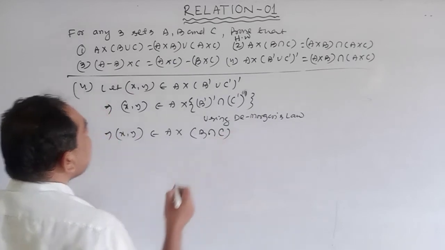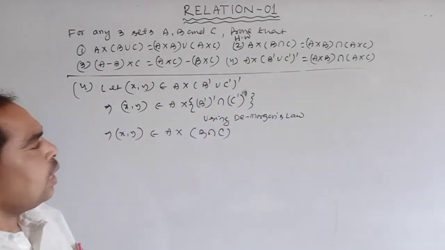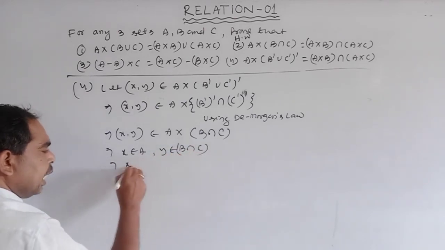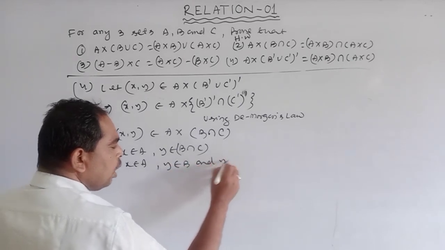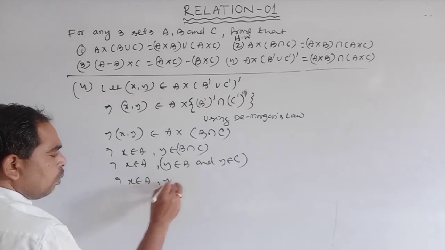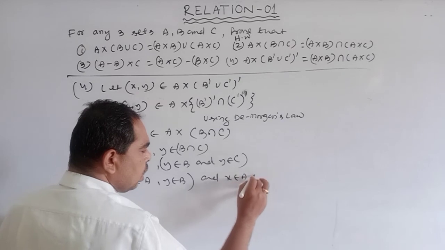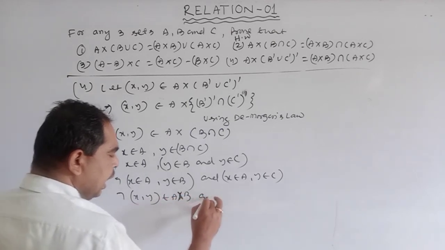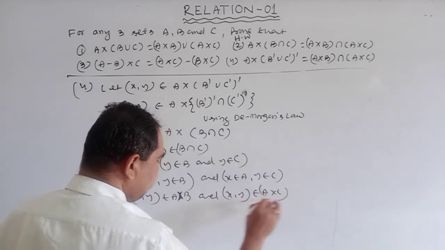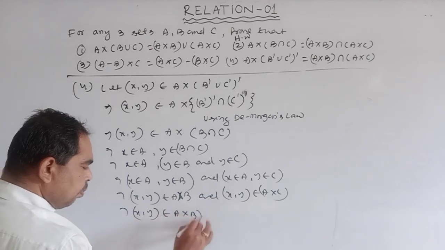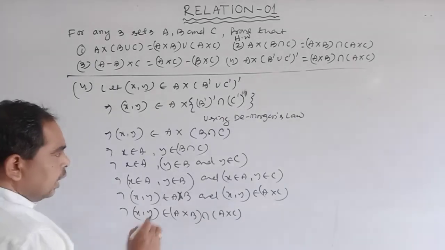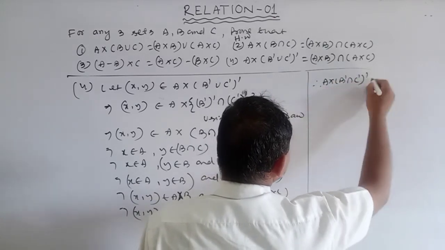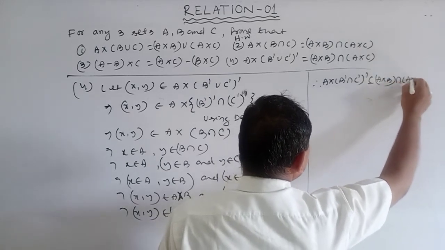Again, this is of the form A into (B intersection C). This implies x belongs to A and y belongs to B intersection C, which implies x belongs to A, y belongs to B and y belongs to C. So this implies x belongs to A, y belongs to B, and x belongs to A, y belongs to C. So this implies (x, y) belongs to A into B and (x, y) belongs to A into C. So (x, y) belongs to A into B intersection A into C. Therefore, A into (B' union C')' is a subset of A into B intersection A into C, equation 1.